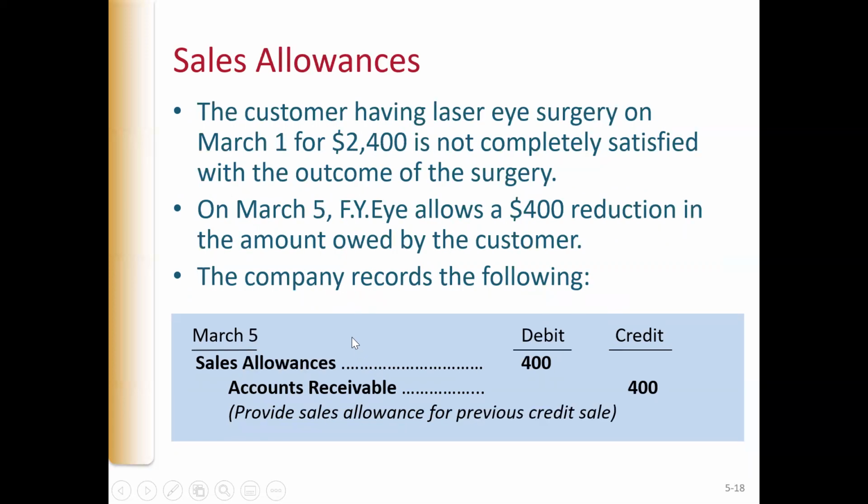Now, here's an example of an allowance. The customer having laser eye surgery on March 1st for $2,400 is not satisfied with the outcome of the surgery. On March 5th, FYI allows a $400 reduction in the amount owed by the customer. The company records it as a debit to sales allowances, and it reduces their accounts receivable. Does that make sense?